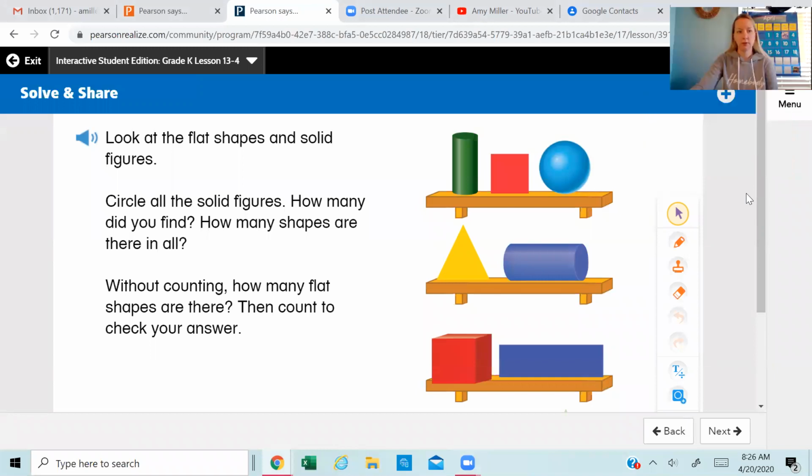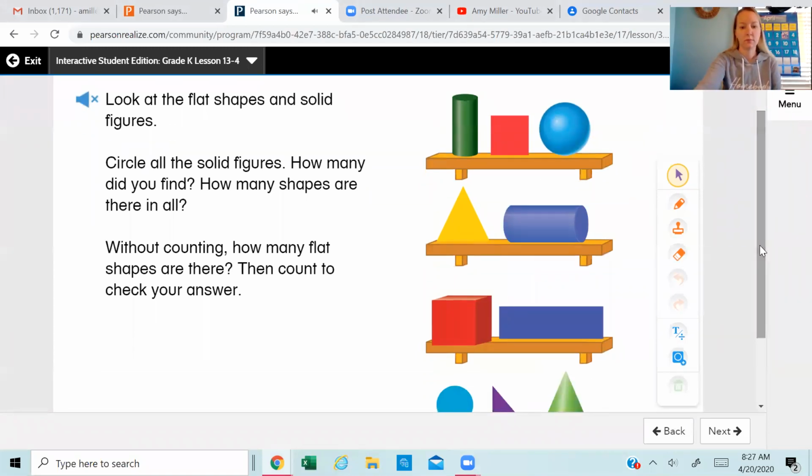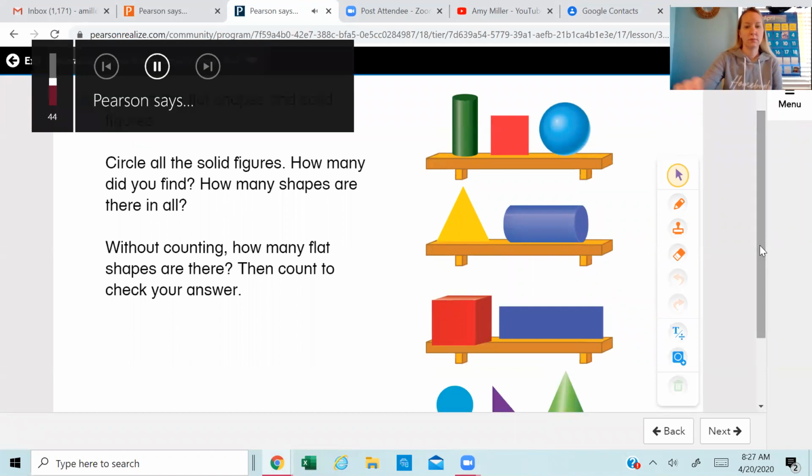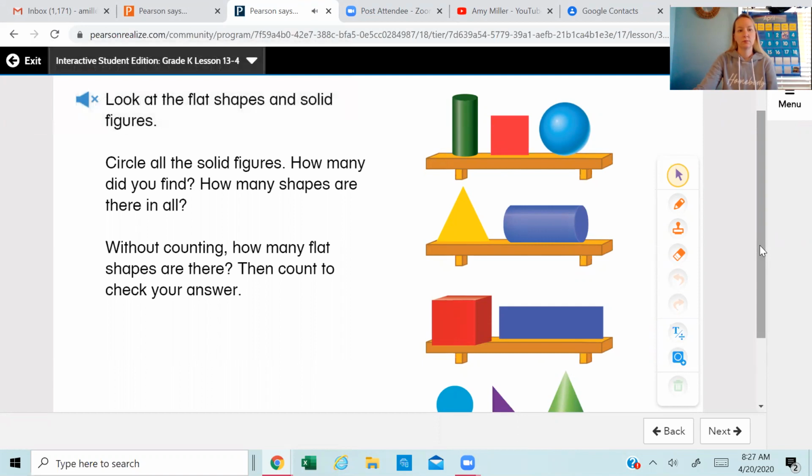Listen up. Look at the flat shapes and solid figures. Circle all the solid figures. How many did you find? How many shapes are there in all? Without counting, how many flat shapes are there? Then count to check your answer. All right, so they want us to circle all the solid figures.